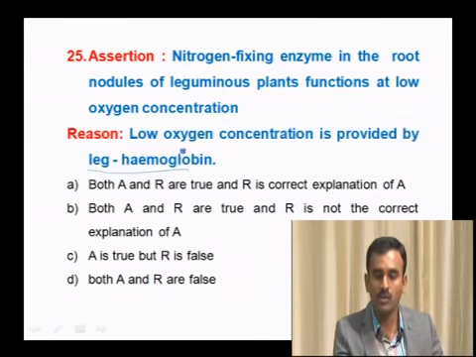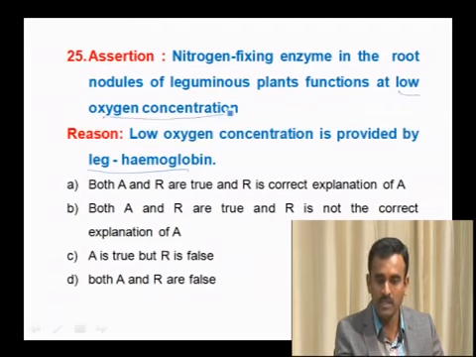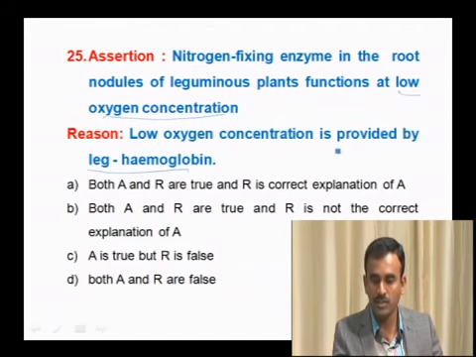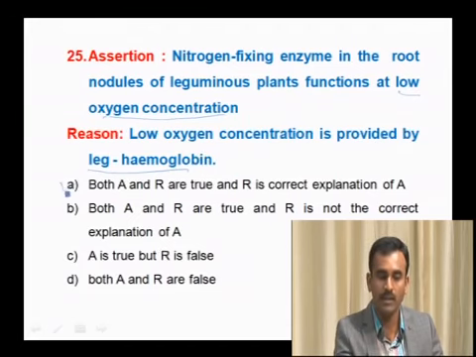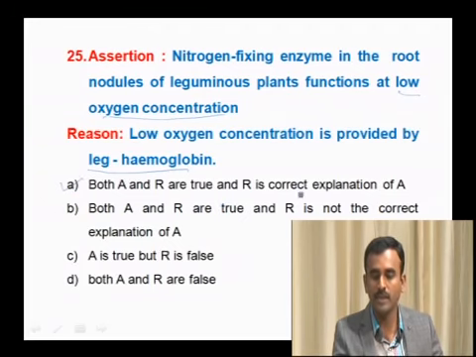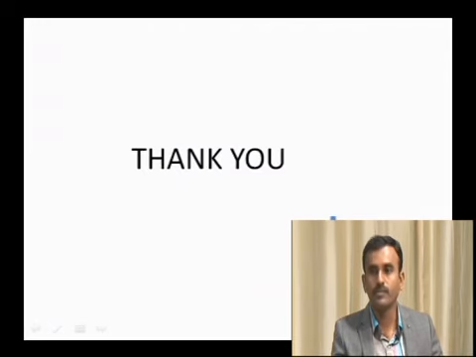The reason given for the assertion is correct. Nitrogen fixing enzymes in the root nodules of leguminous plants function at low oxygen level, that is in anaerobic condition. This anaerobic condition or low oxygen concentration is provided by leg hemoglobin. Since the reason given for the assertion is correct, the answer is option A. Both A and R are true and R is the correct explanation of A. Thank you.